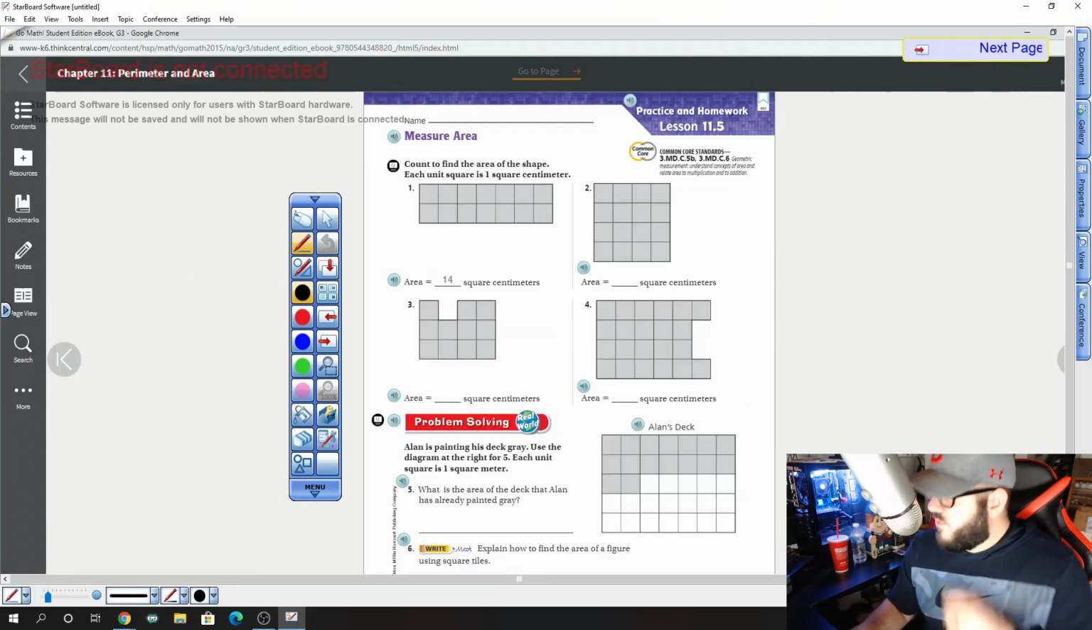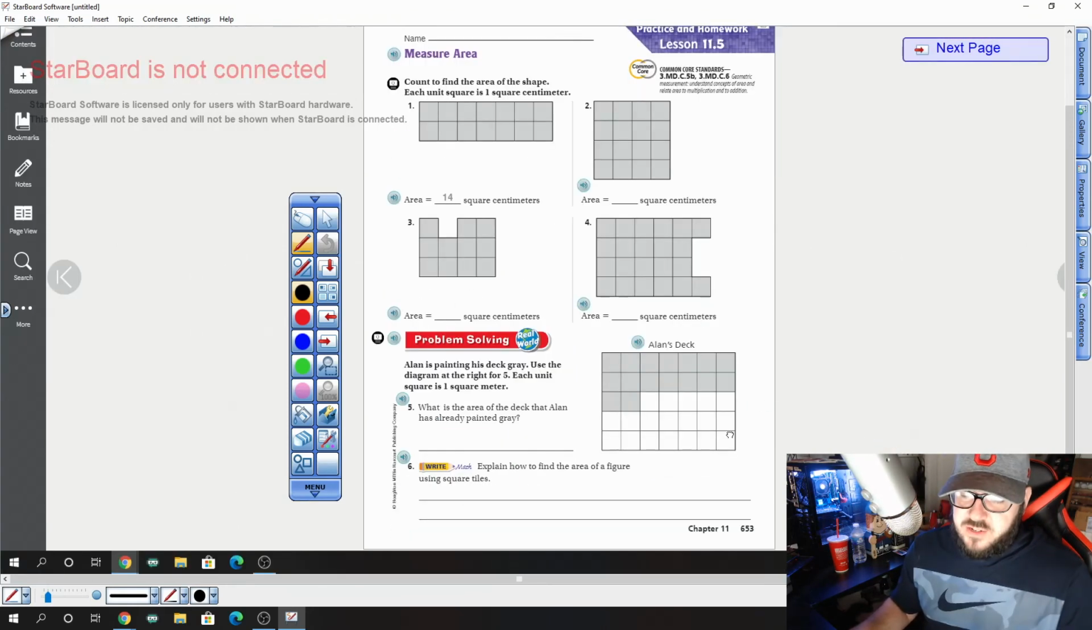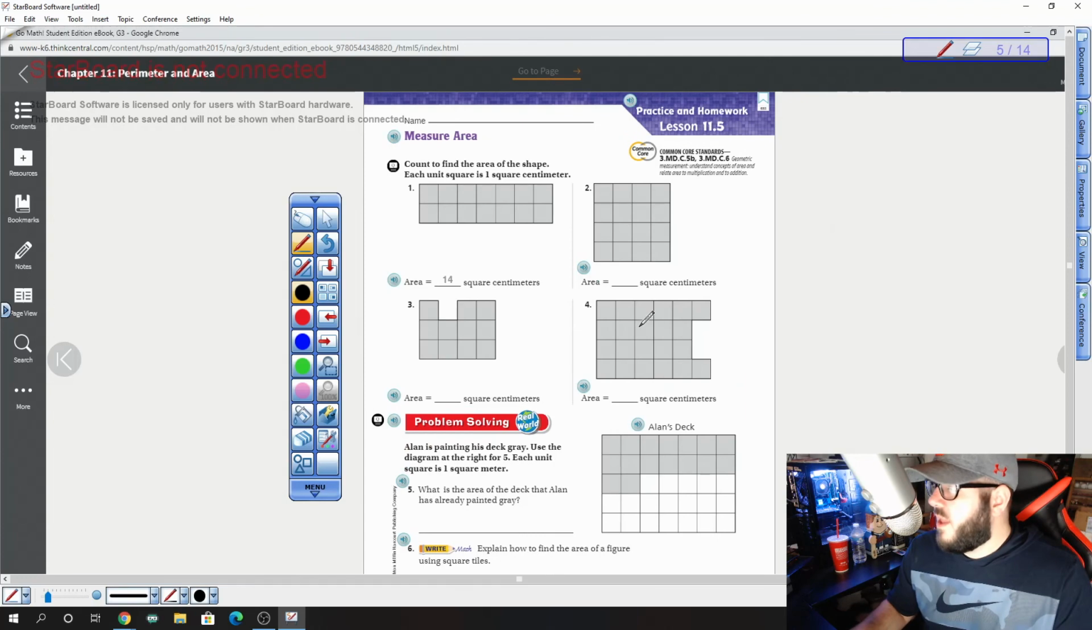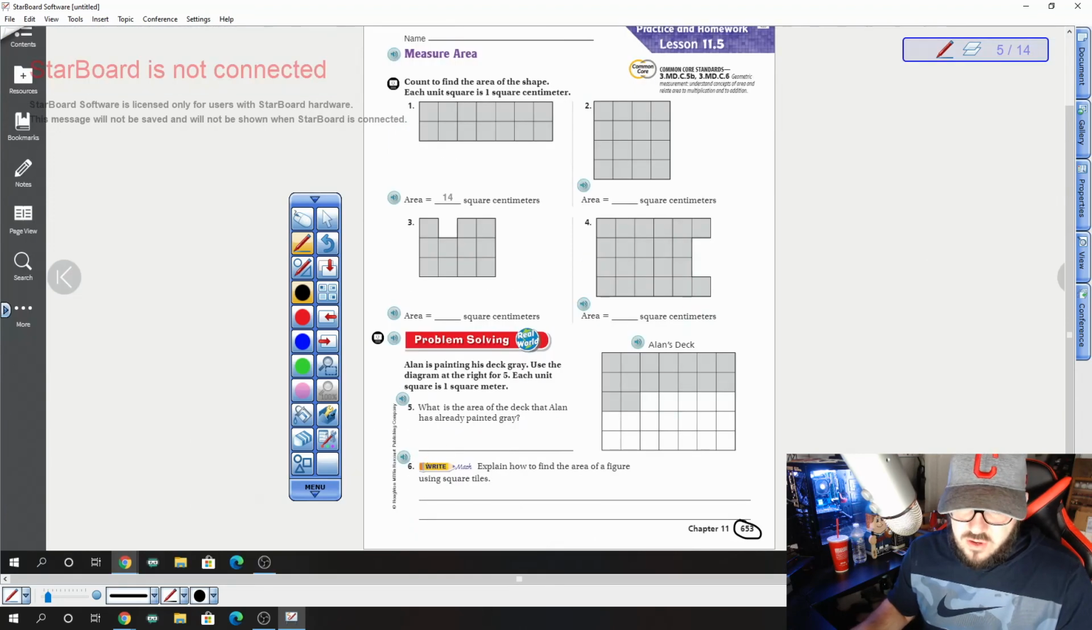Okay, your assignment for lesson 11.5 is going to be to do page 653. That is the homework page. So make sure you're doing page 653. This is the one that I want a picture of attached to Google Classroom or sent to my Google Voice account. Okay, you can text it to me or attach it on Google Classroom. So you're going to do 1, 2, 3, 4, and 5 for this problem on this page. Okay, 1, 2, 3, 4, 5. You can skip 6.